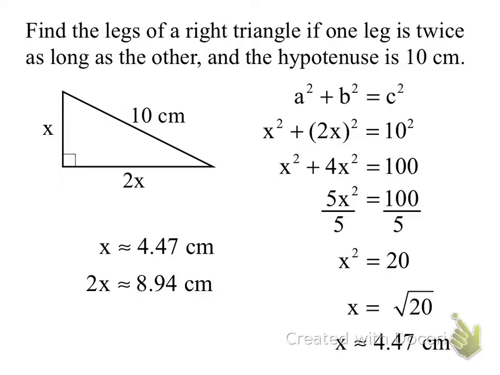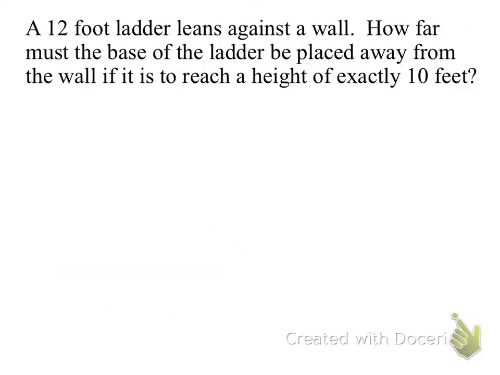Okay? Now, the other thing is we have to go back to the story. Find the legs. So if one leg is 4.47, or 4 47/100ths, then the other one we have to double that. Does that make sense? 8 and 94 hundredths. Okay, questions? All right, let's look at the next possible word problem.